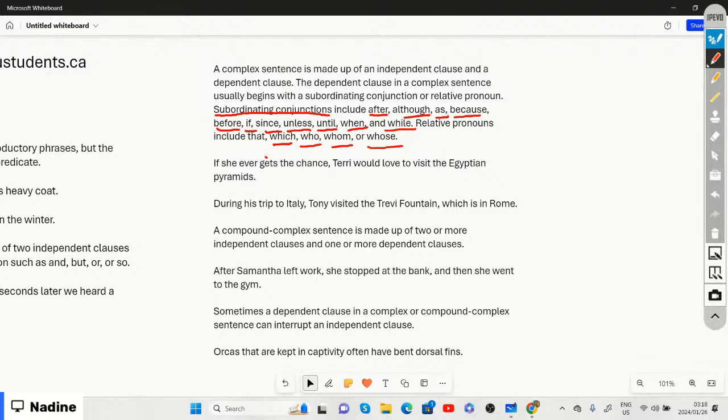So once again, a complex sentence is made up of an independent clause and a dependent clause, right? And then we have a compound complex sentence. A compound complex sentence is made up of two or more independent clauses and one or more dependent clauses.